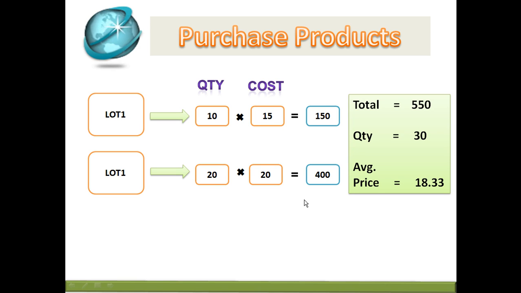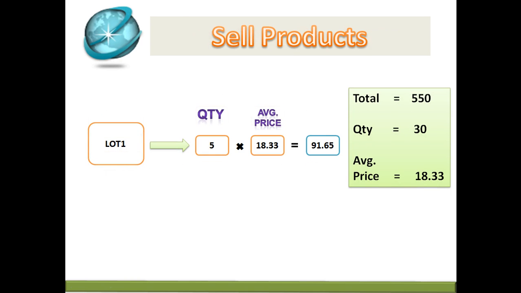So we have purchased certain products. Now let's sell the products. Here you can see that I have created a lot 1. I will sell 5 quantities. Now the average price, as we have said, whenever there are different cost prices in a single production lot, the average price is taken. So my average price here is 18.33, so my costing valuation will be 91.65. Let's do this.